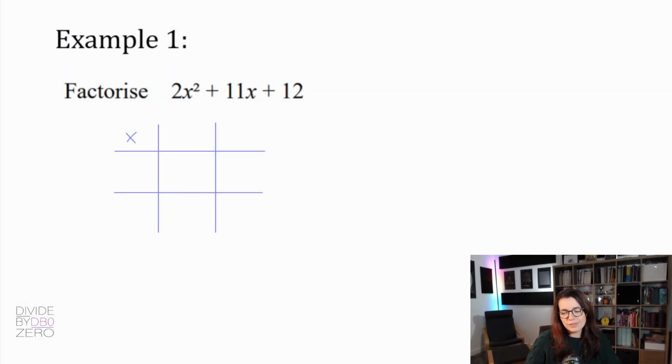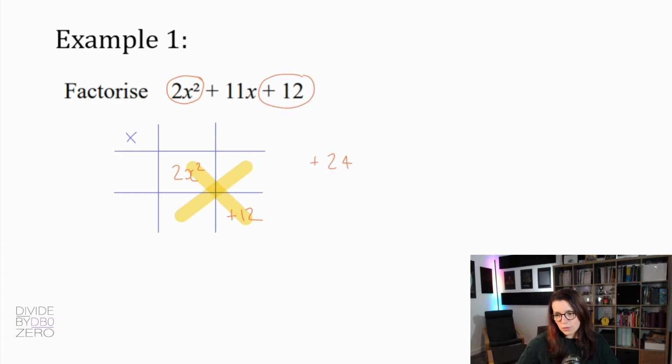Okay, so example 1, factorise 2x squared plus 11x plus 12. With this method, the trick is that the diagonals in the grid will always multiply to give you the same thing. You start by filling in the top left, which is 2x squared, and the bottom right, 12. That just comes from the first and last terms in the expression. And then you multiply them together, in this case, to get 24x squared.